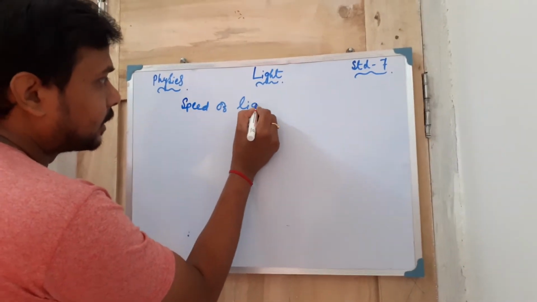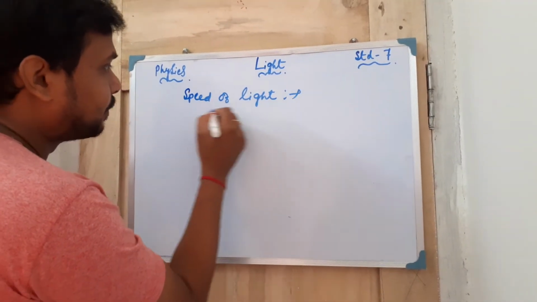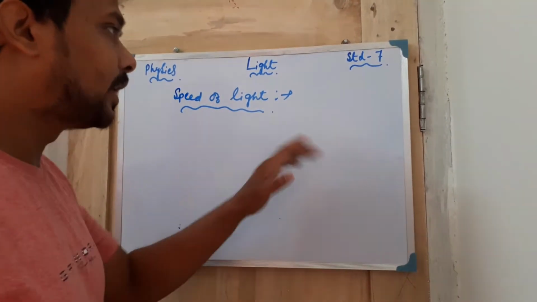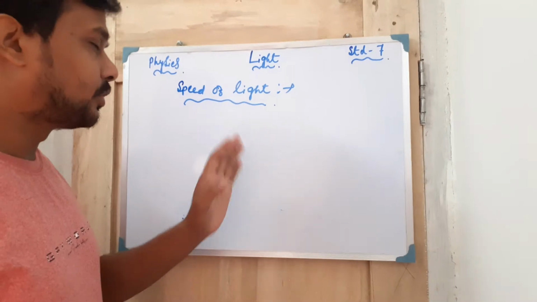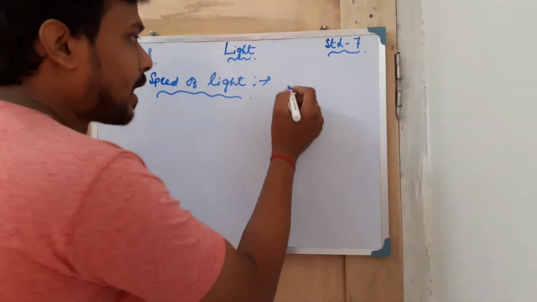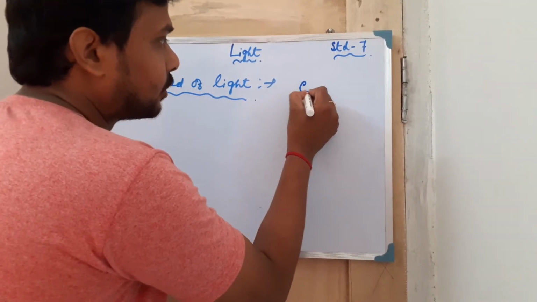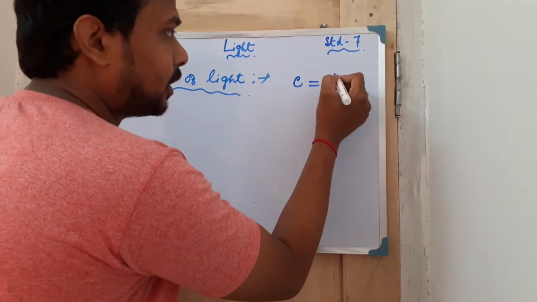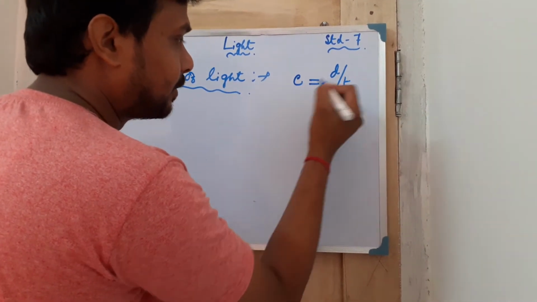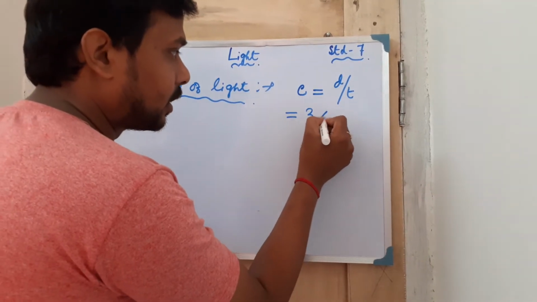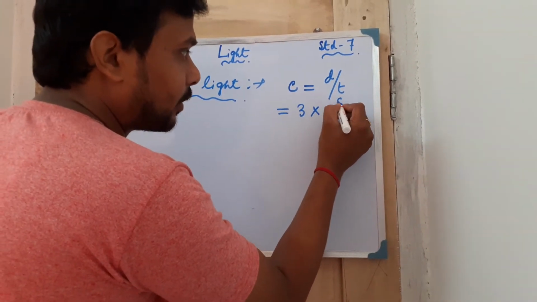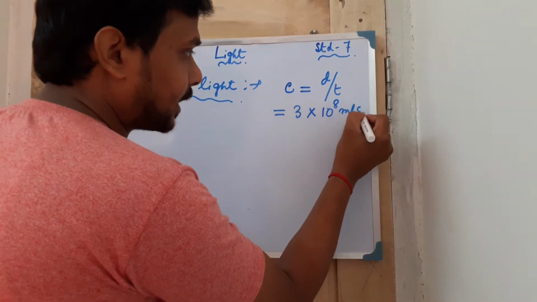Suppose you are talking about the speed of light, so you know that speed means what? That is actually distance by time. So in this case, we are not using the term velocity, so you can say distance by time. Okay, so the speed of light is denoted by c, which is equal to distance divided by time, and which has a fixed constant value, that is 3 into 10 to the power 8 meter per second.